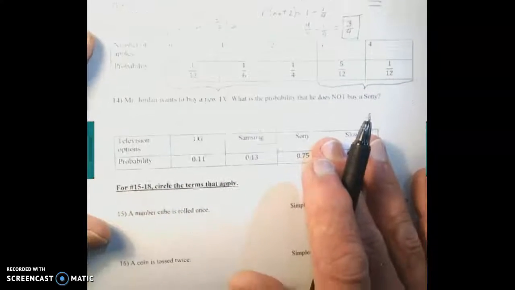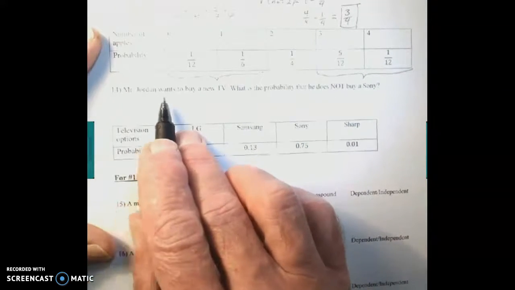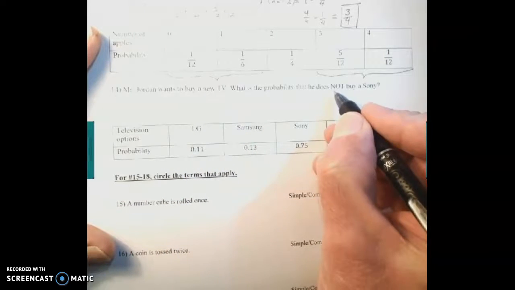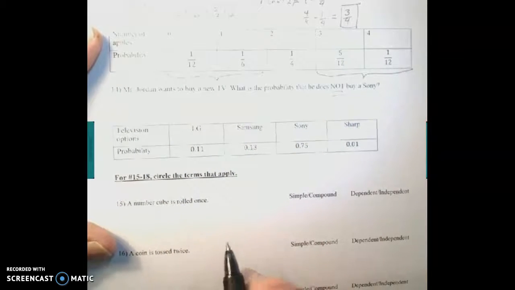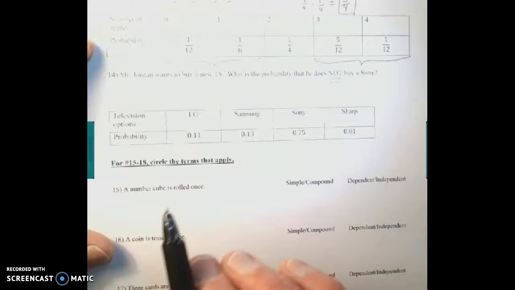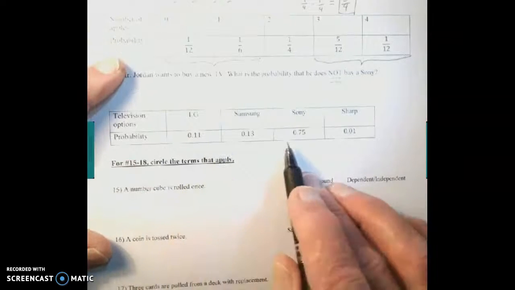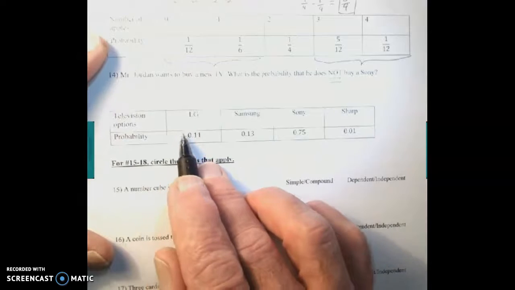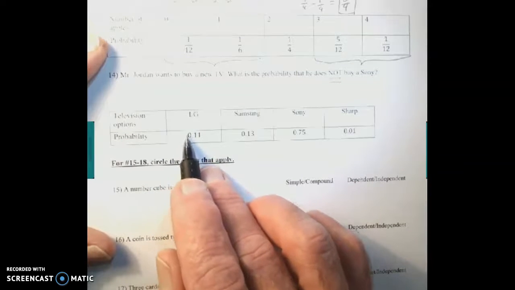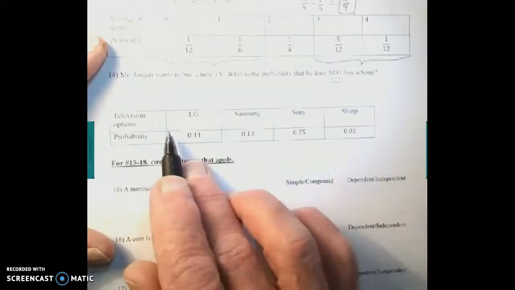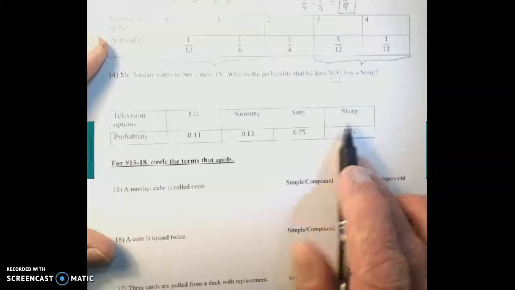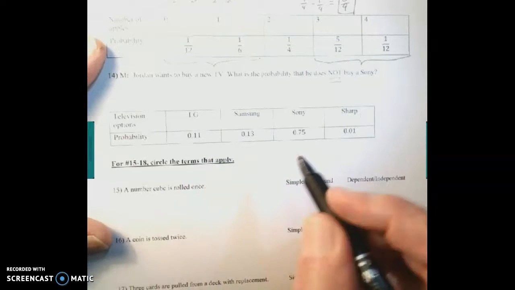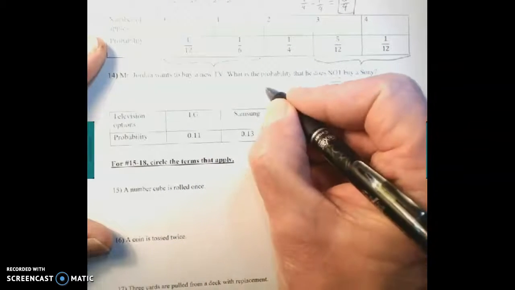Okay, on to question 14. Mr. Jordan wants to buy a new TV. What's the probability that, again, he does not buy a Sony? Same as question number 13. These are the probabilities, only they're written in decimal form. Again, the shortcut is they add up to 1. If these are all the possible outcomes, their probabilities add up to 1. So I'll go straight to the shortcut.